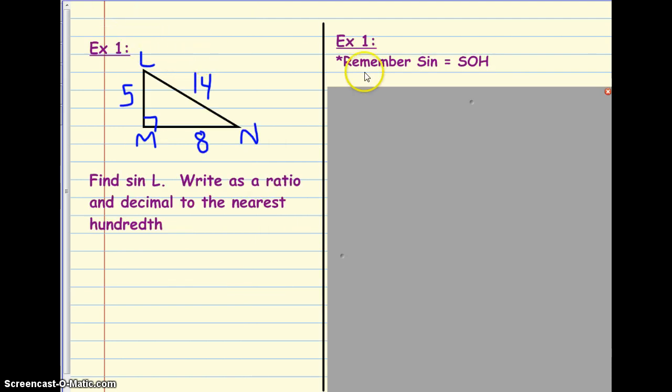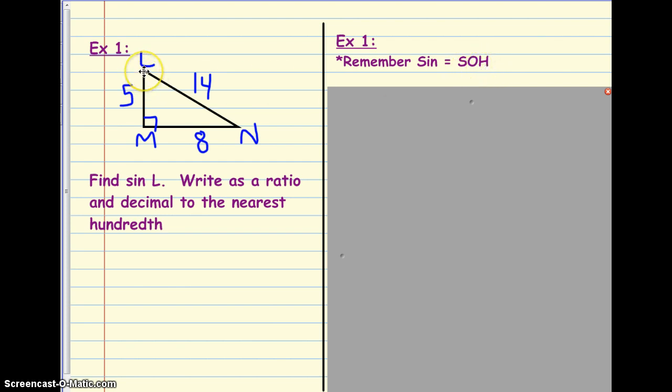Example 1. Find sine L, write as a ratio, and decimal to the nearest hundredth. So our first step is to notice angle L is right here. We have to remember if we're looking for the sine of L, we have to use sine is equal to SOH, which stands for sine is opposite over the hypotenuse.